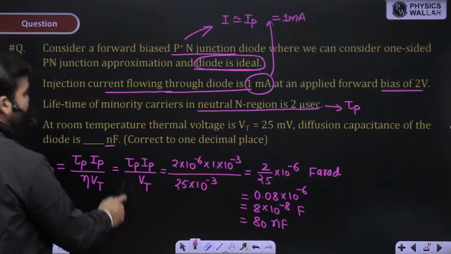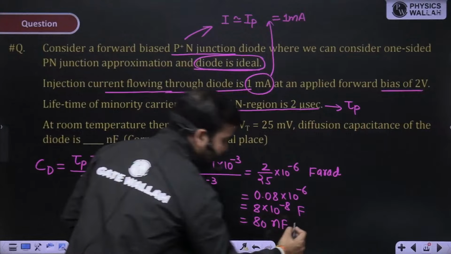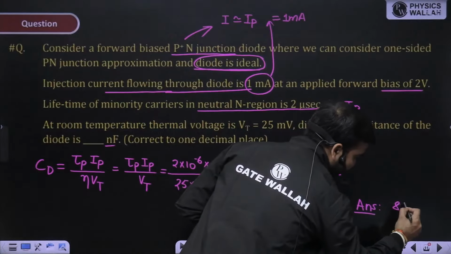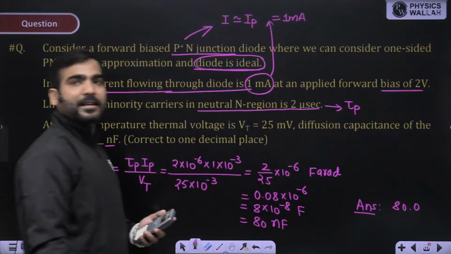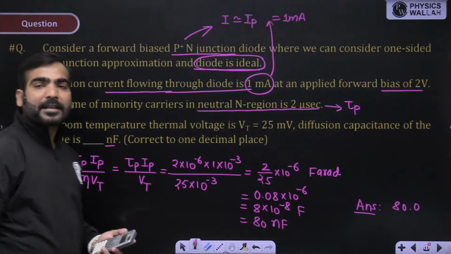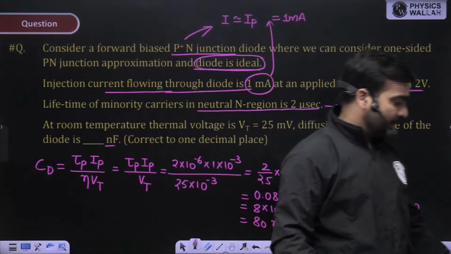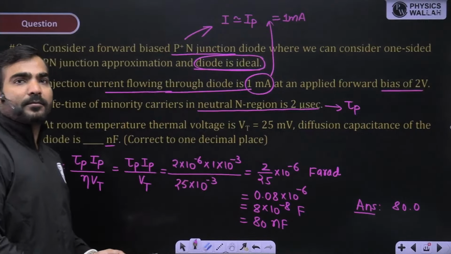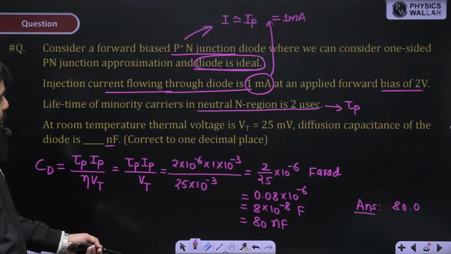Now you have to write it correct to one decimal place. Then what is the answer you will put? By calculator you will put 80.0, just like that. So 80.0 is the answer, 80 nanofarad. Okay, fine. So let's move to the next question.